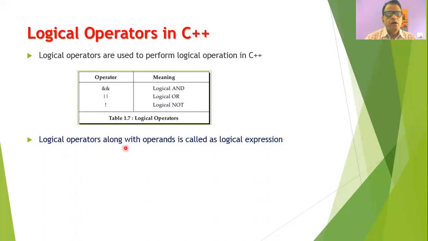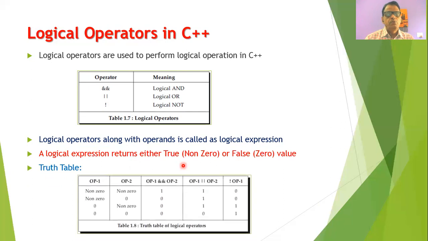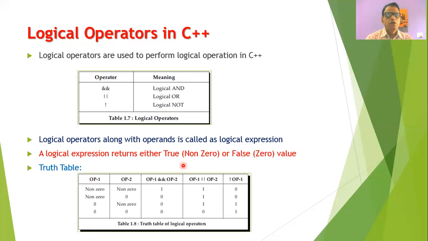Now, whenever we make use of the logical operators along with the operands, that expression is called a logical expression. And like the relational expression, a logical expression will also return either a true value, which is a non-zero value, or a false value, which is a zero value. Now, we can perform different operations on the operands, and we can write the truth table for the logical operators in C++.